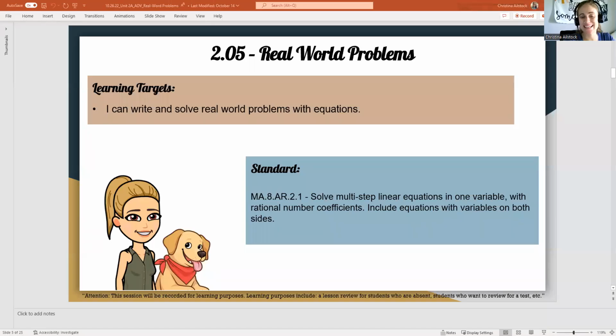Hello, everyone. Today we're going to go through the last part of 205, which is the real world scenarios. So, our goal for today is that when we're given some sort of real world situation, a lot of times, you've probably heard this called a word problem, that we will be able to write an equation and then solve that equation in order to find our answer and solve that real world scenario.